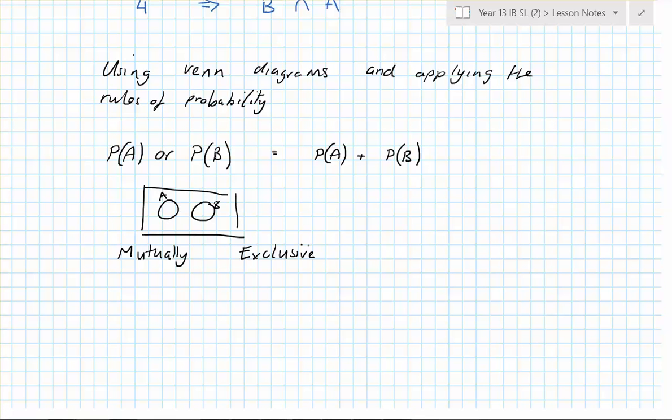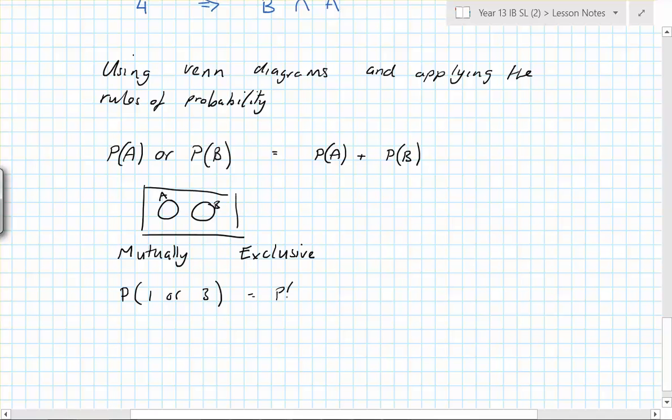So, for instance, if I was going to roll a dice, I could have the probability of a 1 or a 3 would be the probability of getting a 1 plus the probability of getting a 3. But they are mutually exclusive because we can't roll a dice and get a 1 and a 3 at the same time. So that would be 1 over 6 plus 1 over 6, which equals 2 over 6, or 1/3.